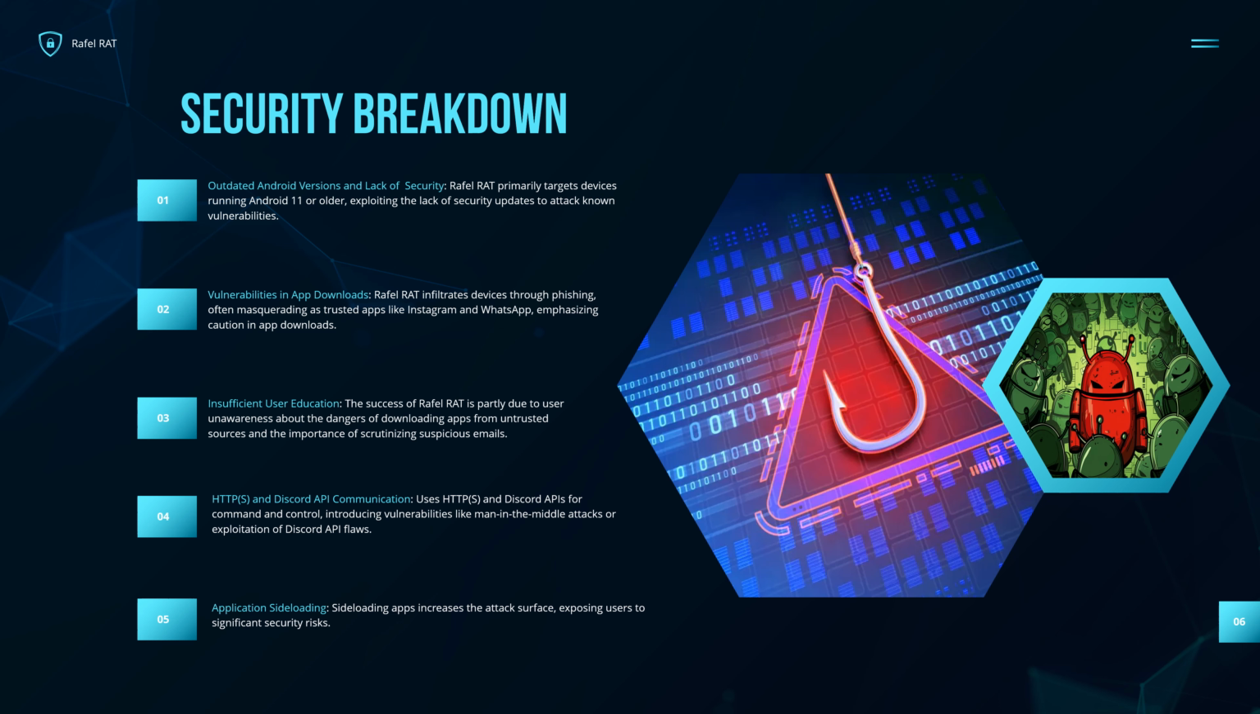First, we have outdated Android versions. Rafel RAT primarily targets devices running Android 11 or older, taking advantage of the lack of security updates to exploit known vulnerabilities. This is a significant issue because it leaves many devices open to attack.